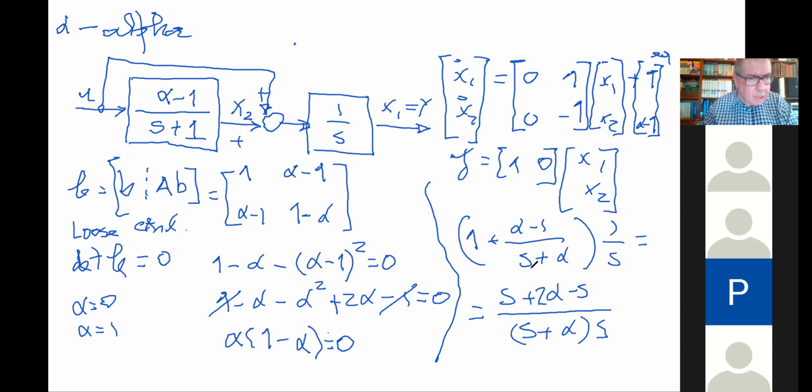Alpha minus 1, s plus alpha, plus alpha minus s. There is an error here, isn't there? Oh, this is not alpha, this is 1.